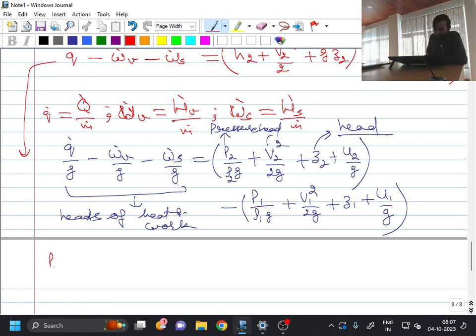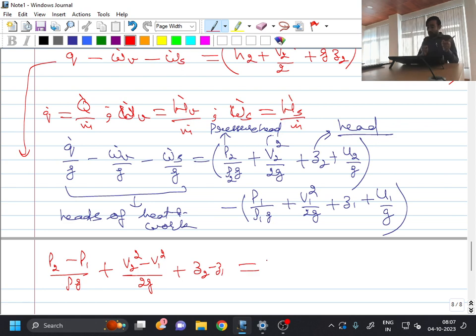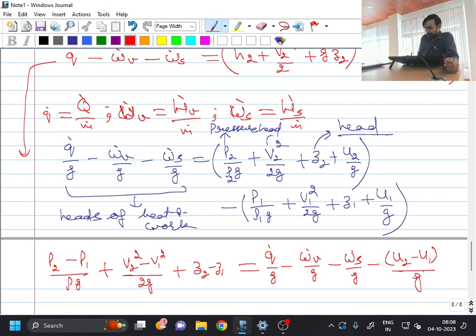If I do so, I can write it as P2 minus P1 by rho g, plus V2 square minus V1 square by 2g, plus Z2 minus Z1, equal to Q dot by G, minus W dot V by G, minus W dot S by G, and minus of U2 minus U1 by G. Is that clear? Now the left hand side is exactly identical to Bernoulli's equation. But in the right hand side there are some additional terms.